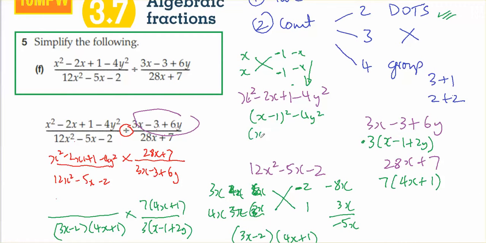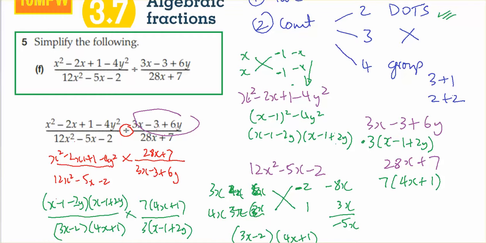So that should be x minus 1 minus 2y and x minus 1 plus 2y. So that's going to go here. So x minus 1 minus 2y and x minus 1 plus 2y.